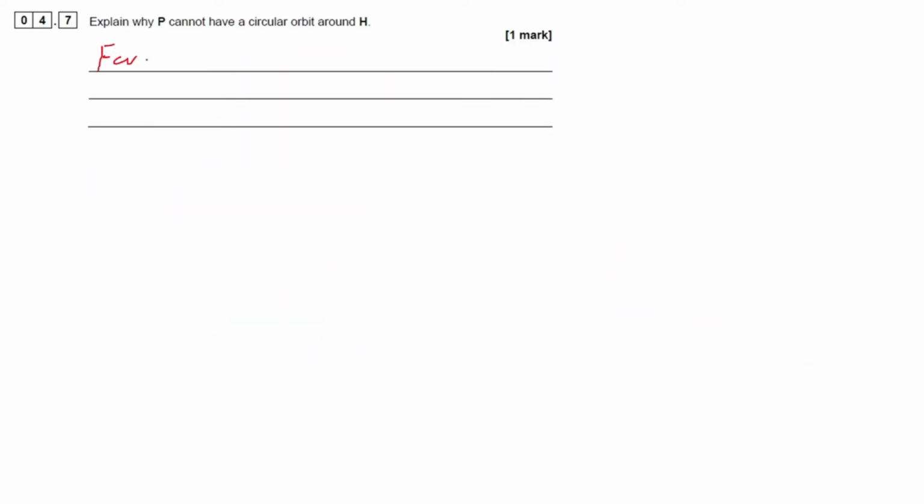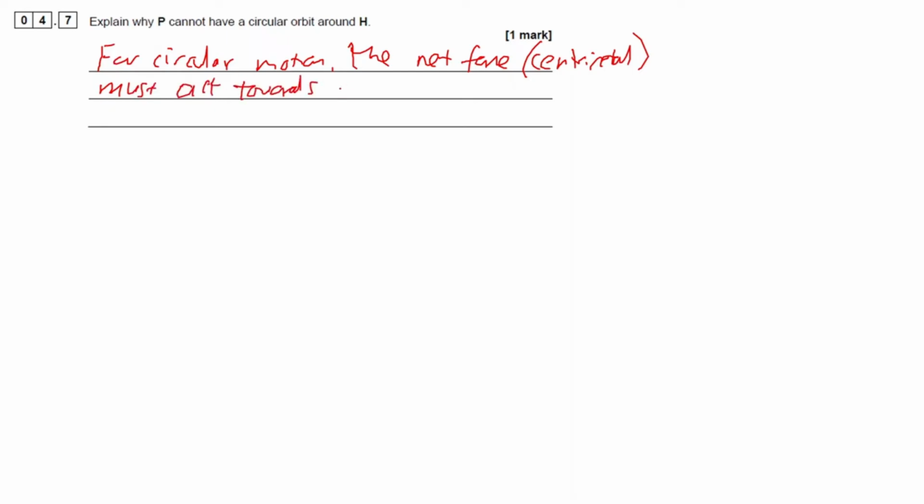So for circular motion, the net force, which we call the centripetal force, must act towards the center of the circular path that is made. In this case, H, that's the direction that the net force should point.